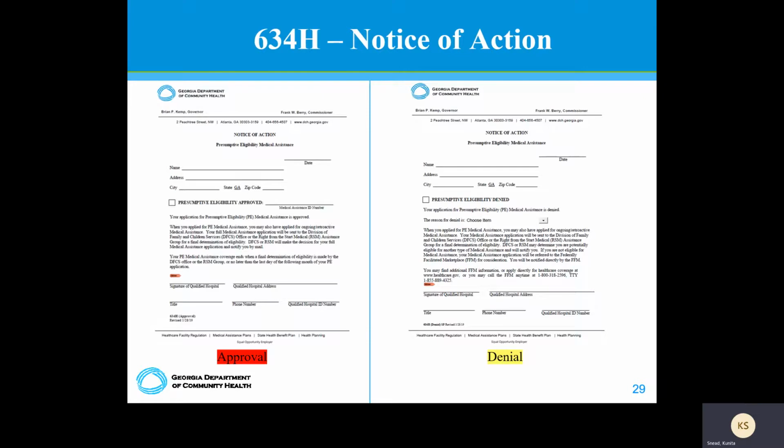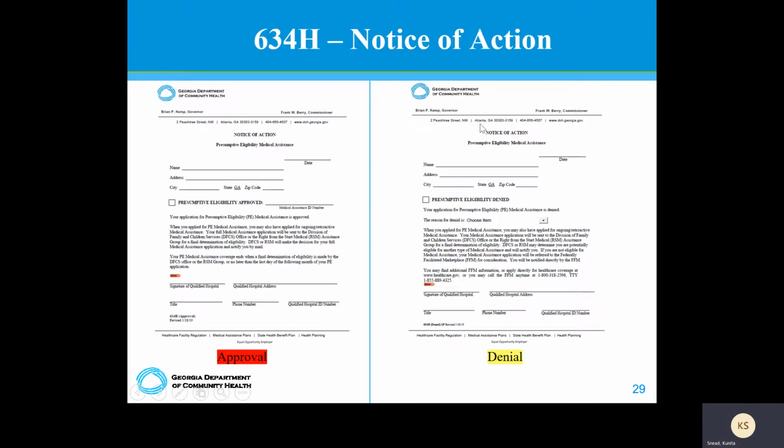Your next form is your notice of action. This is how we notify them in writing that they have been either approved for presumptive or denied. This is your 634H. The left-hand side is your approval notice. You just fill in the member's information right here along with their ID number, and then your information will go down here and you sign it.